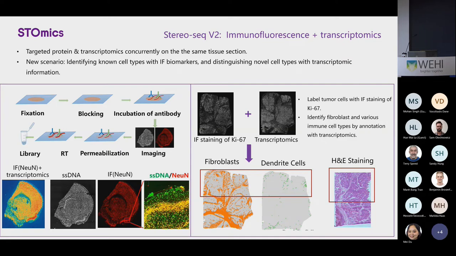By combining the ssDNA, the transcriptomics and the IF images, we can look at things like the tumor microenvironment, doing IF staining of Ki-67, the cell proliferation marker associated with cancer cells. We can see where all the cancer cells are through IF staining first, and then we can subtract the spatial locations of the cancer cells. With the remaining non-cancer cells, we can use the transcriptomics to annotate the stromal cell types and also the immune cell types, for example, where the fibroblasts are and where the dendritic cells are. And we can also combine with the H&E images on the same slide, as I mentioned in the previous slide, for a much richer analysis of the tumor microenvironment.